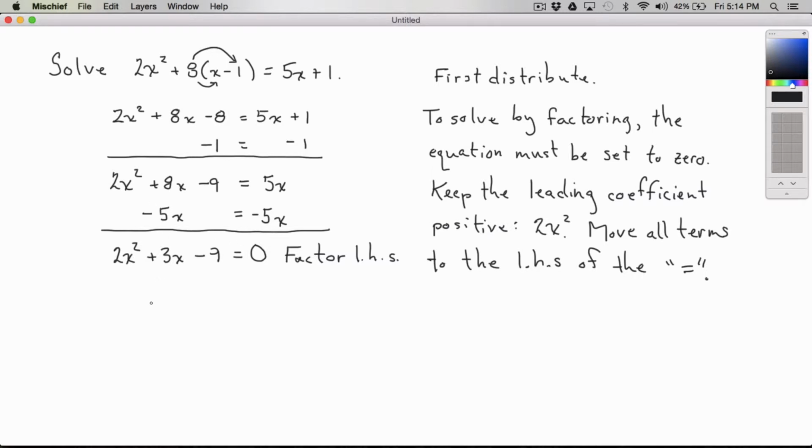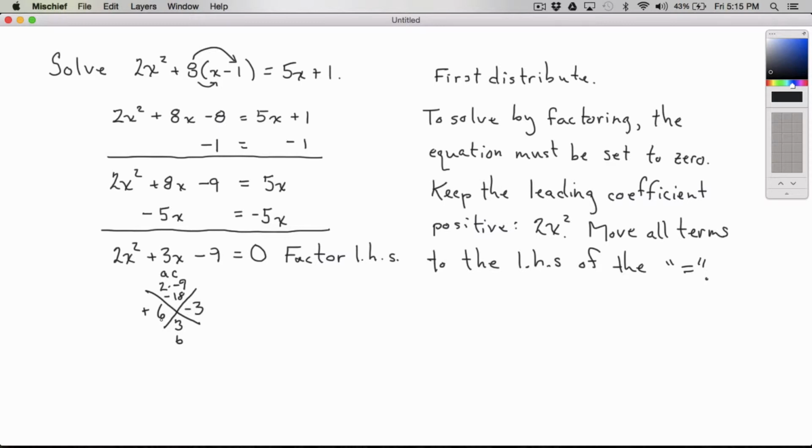In order to factor this, we're going to go through the process we've done before. In the top spot, I'm going to put a times c. In this case, a is 2 and c is negative 9. This gives me negative 18. In the bottom, place the b value, which is the coefficient on the x. That's 3. So now I need two numbers that multiply to negative 18 and sum to positive 3. After some thought, I think it's 6 and negative 3.